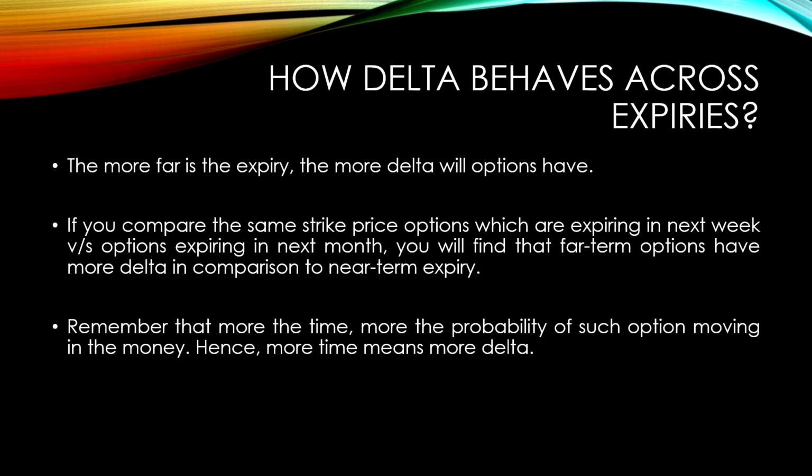If you compare the same strike price option expiring next week versus the option expiring next month, you will find that the far-term option has more delta in comparison to the near-term expiry. We will look at the example in the option chain. Remember that more time means more probability of such option being in the money, and hence more time means more delta.